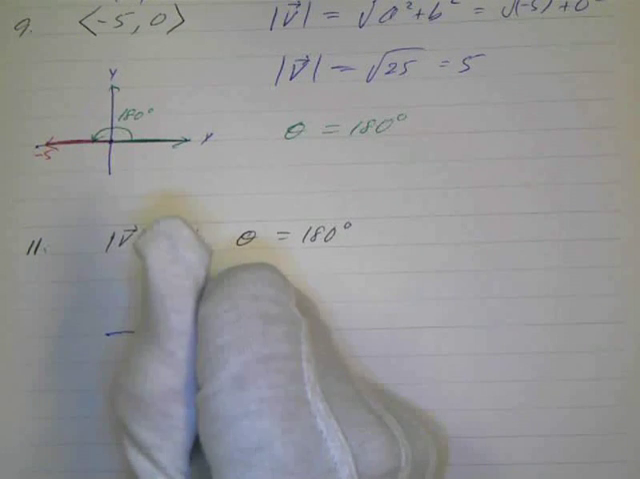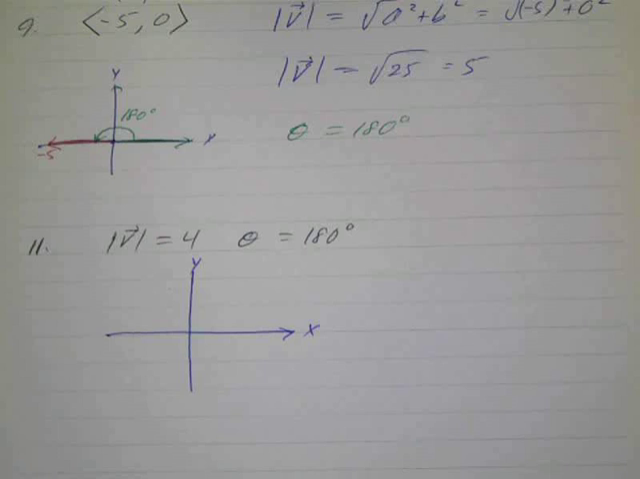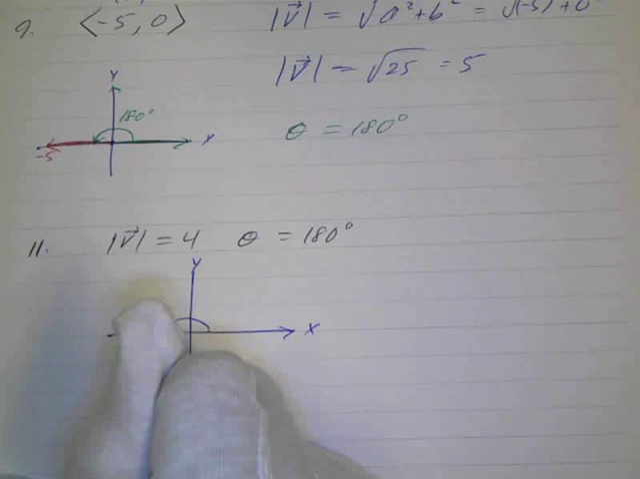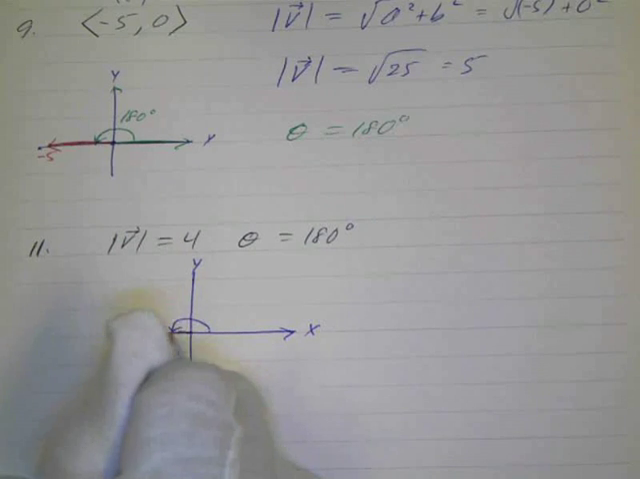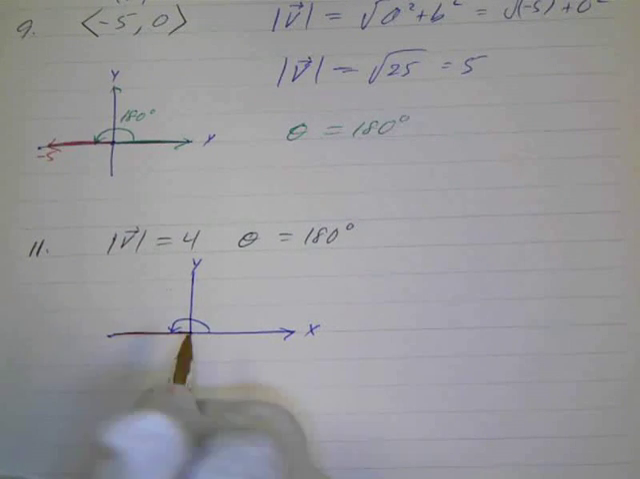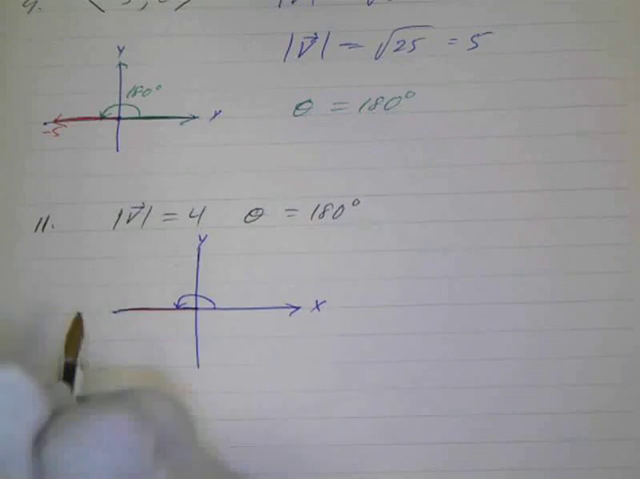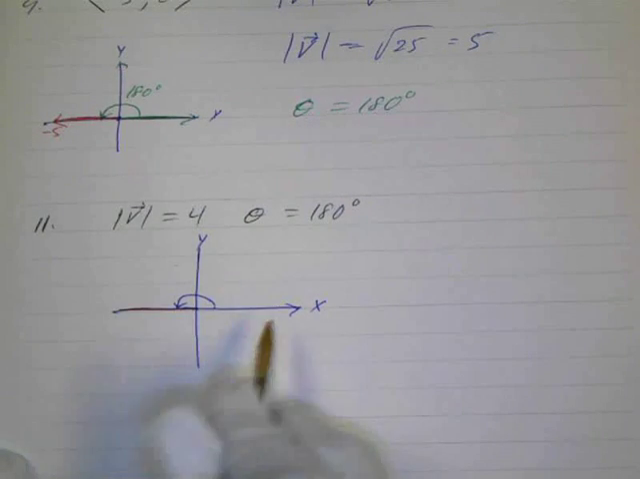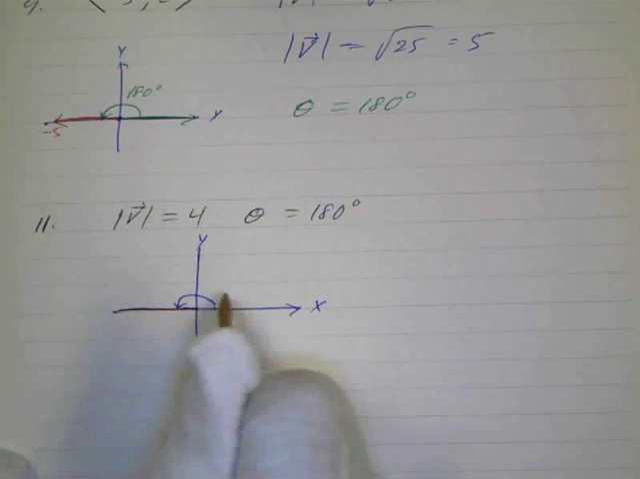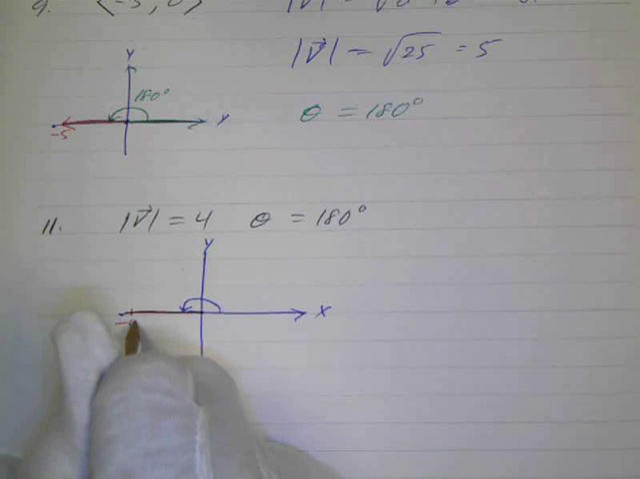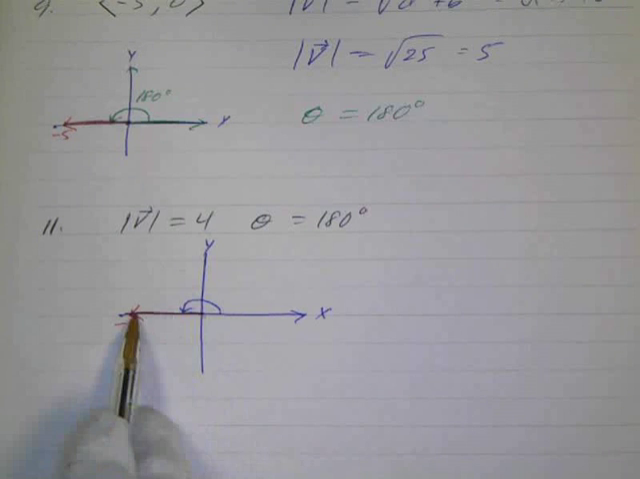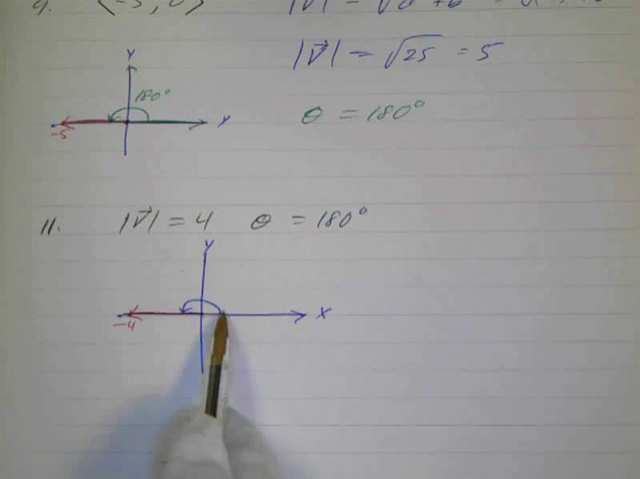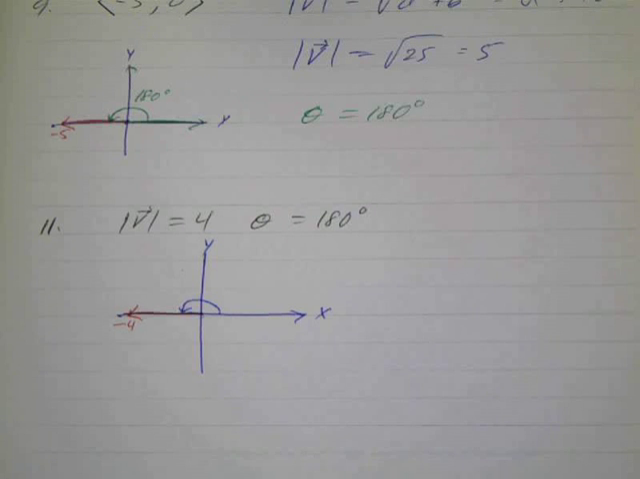So again, this would be the initial side, and this is going to be the terminal side. So my ray is going to end up here, and it's going to go out like this. Kind of like the reverse of number 9 here, except the magnitude is going to be 4 instead of 5. So the magnitude is the absolute value, but since it's 180 degrees, this will actually be negative 4. You can see the magnitude of this vector is 4 units long, and the direction angle is 180 degrees, so that's what we've got.